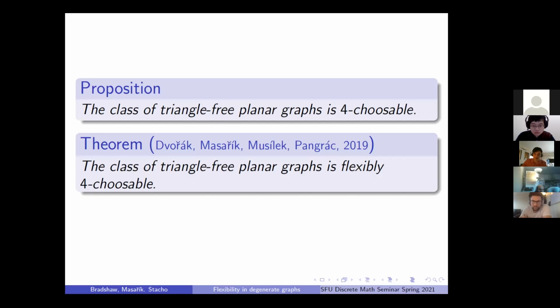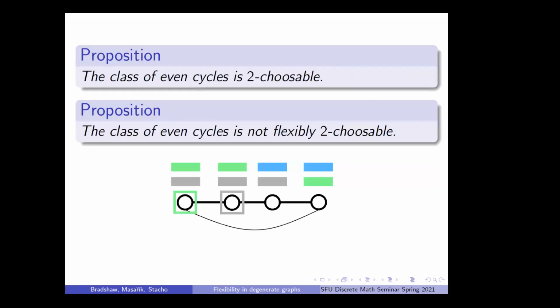An example of when the answer is yes to this meta question is triangle-free planar graphs. So it's not too hard to show that triangle-free planar graphs are 3 degenerate, and therefore they are 4 choosable. But it was shown recently that triangle-free planar graphs are also flexibly 4 choosable. So there exists some universal constant epsilon, such that for any triangle-free planar graph and any set of coloring preferences, you can always find a list coloring with lists of size 4 that satisfies a proportion of epsilon of your coloring preferences.